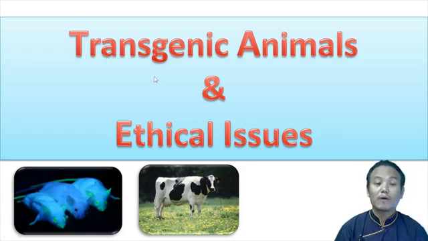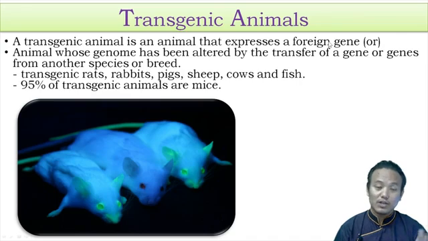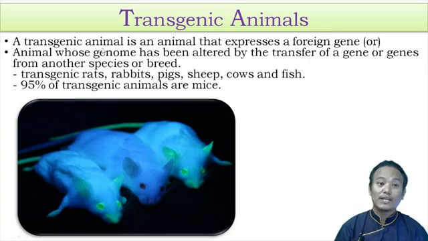So let us first discuss transgenic animals. What is a transgenic animal? A transgenic animal is an animal that expresses a foreign gene. Scientists have inserted a gene within the animal, thereby making that animal a genetically modified organism, and inside that animal the foreign gene will express itself. Another definition of a transgenic animal is an animal whose genome has been altered by the transfer of a gene or multiple genes from another species or another breed.